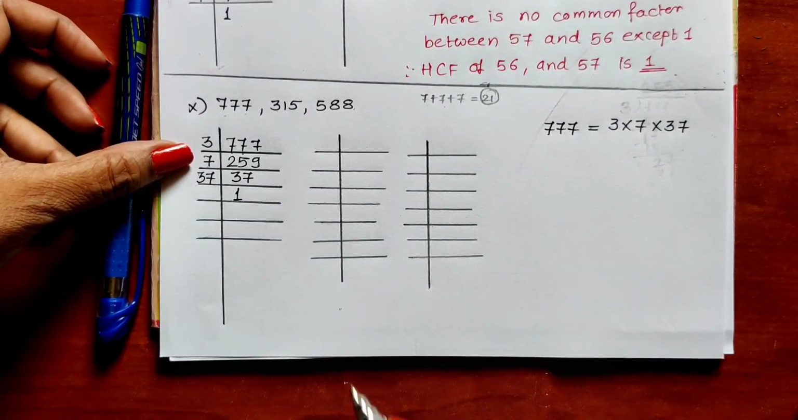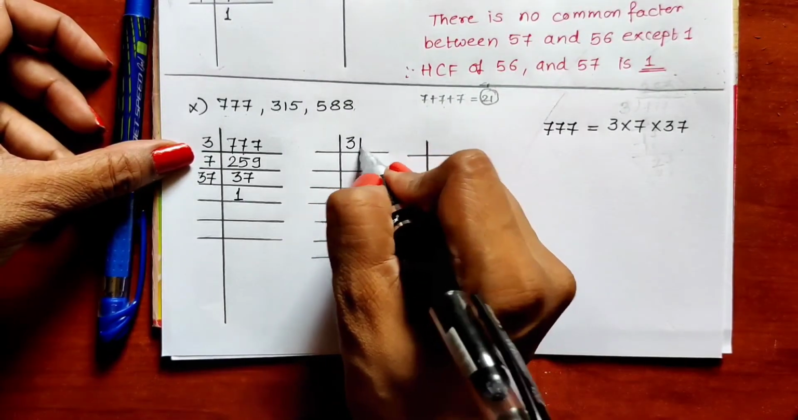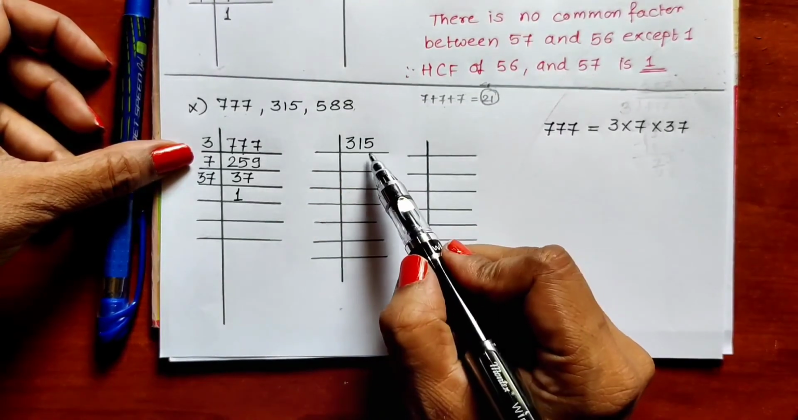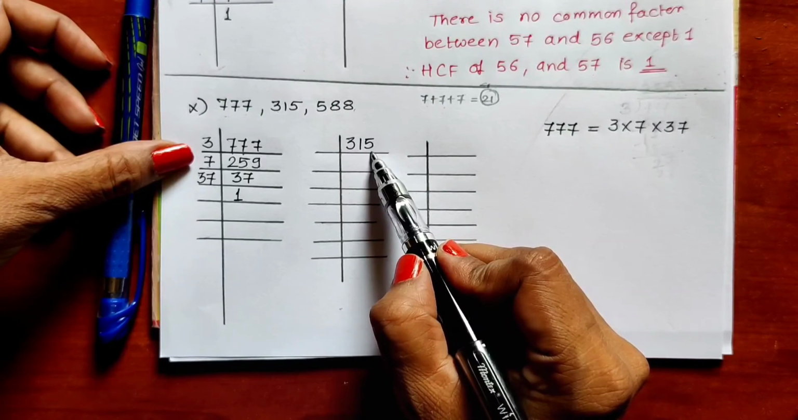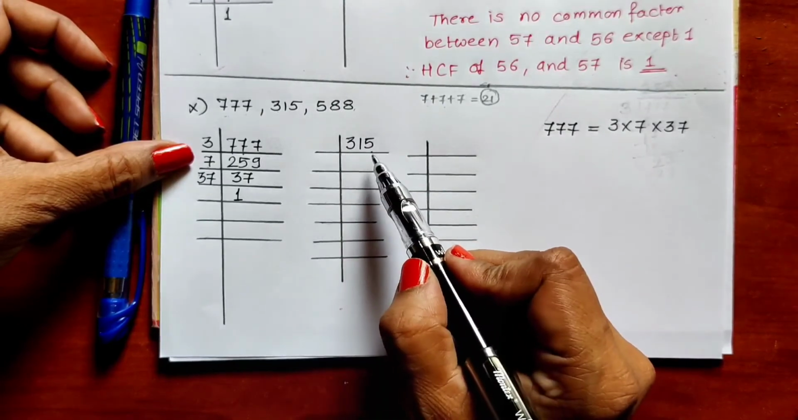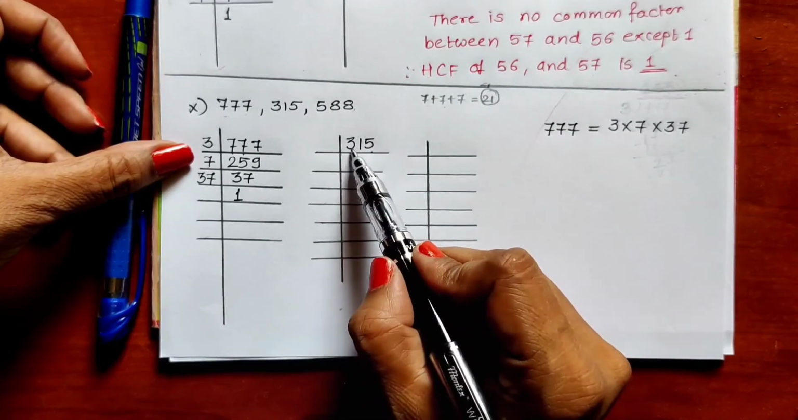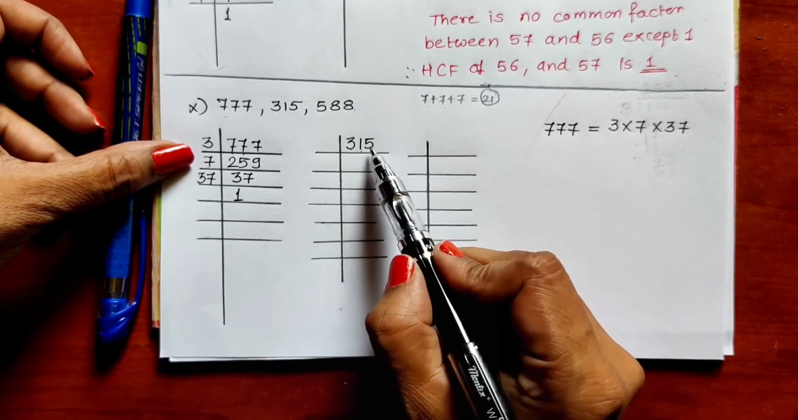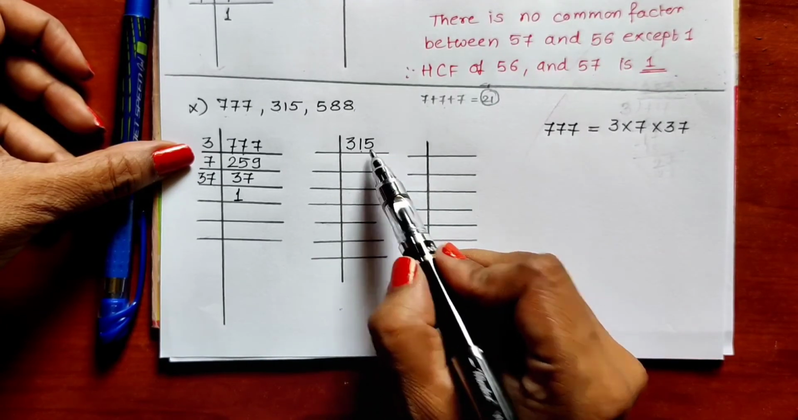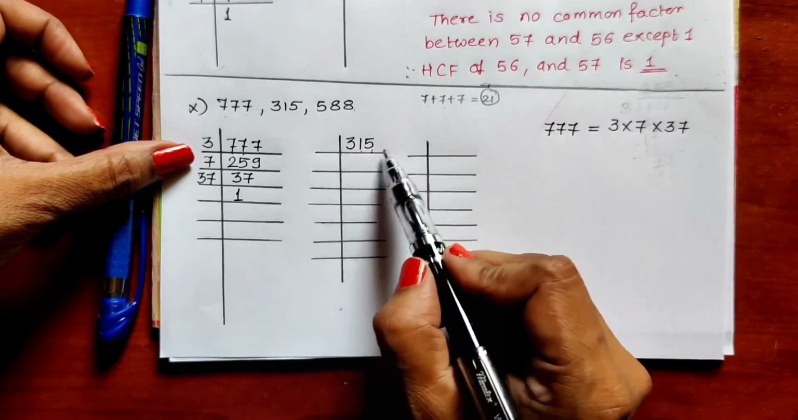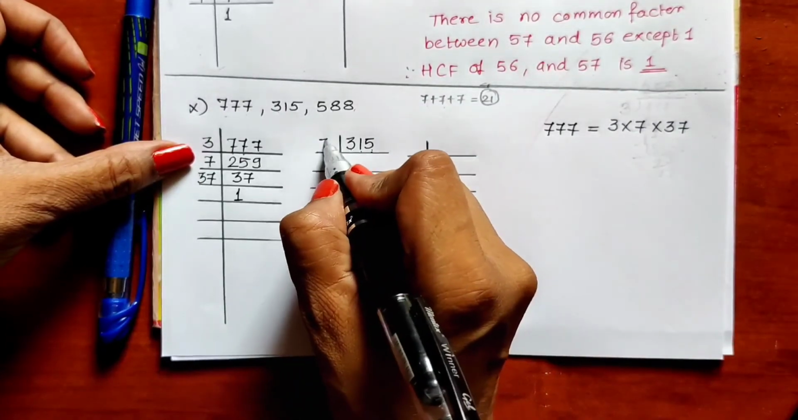Okay. Now let us check the factors of 315. 5 in the unit place, so it is not divisible by 2. Check the divisibility of 3. 3 plus 1 is 4. 4 plus 5 is 9. 9 is in the table of 3. That means this number is divisible by 3.